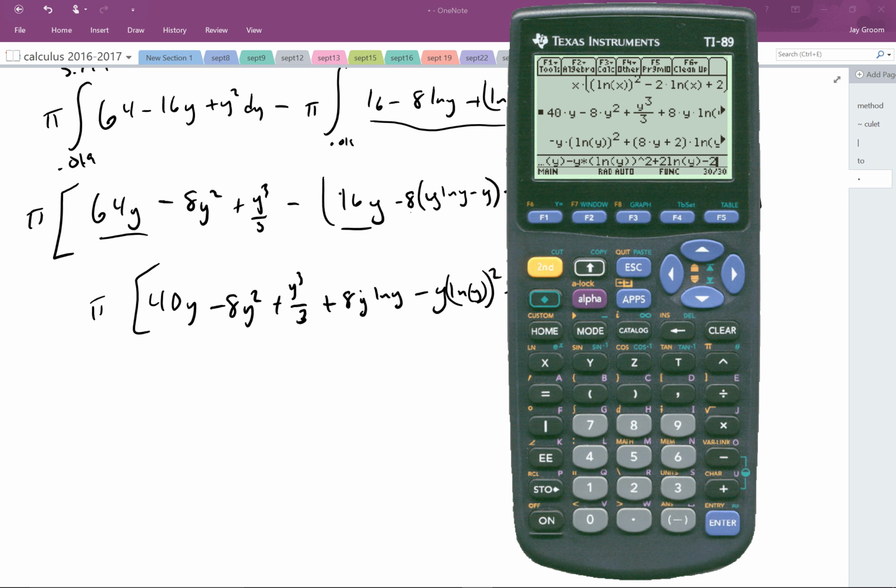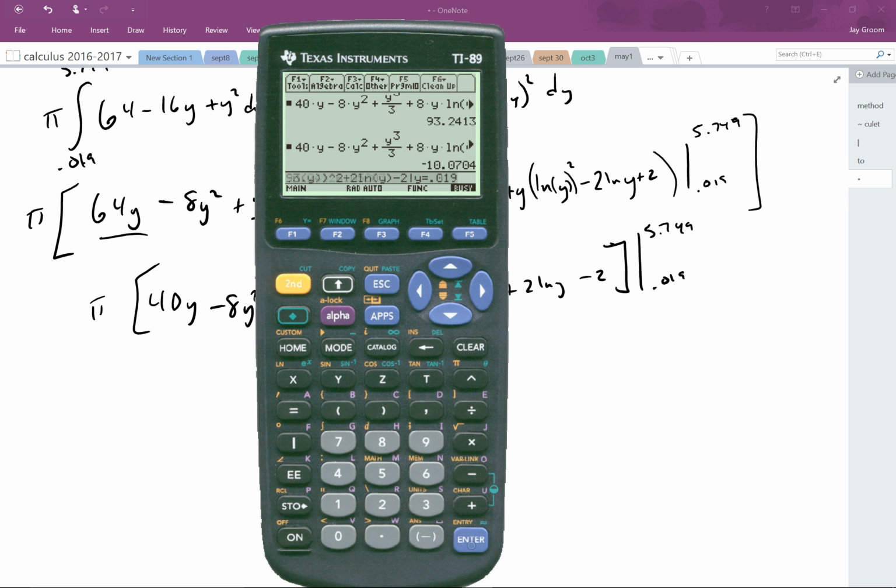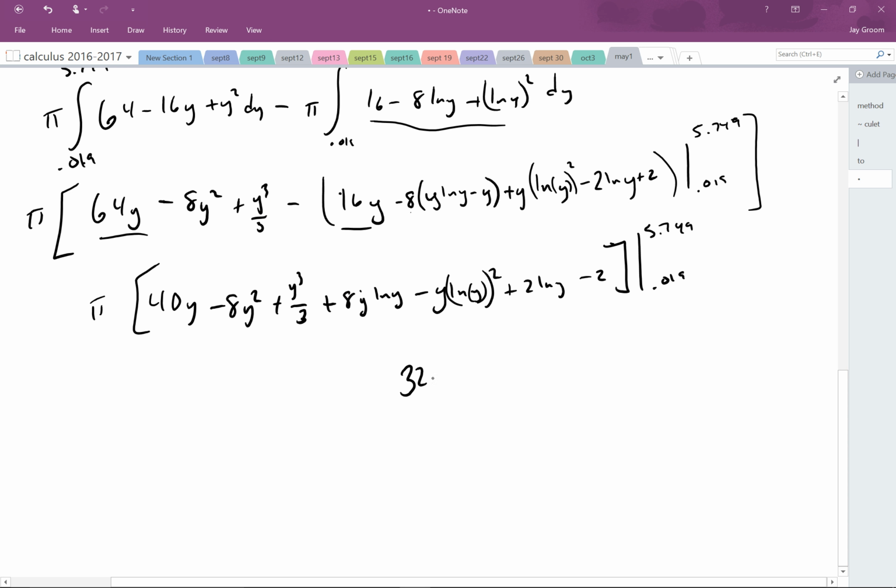Now, give it the old such that y equals 5.49. 0.019. This minus this, times 324. That's it. Can't get it any easier than that. That's just not very hard to do.